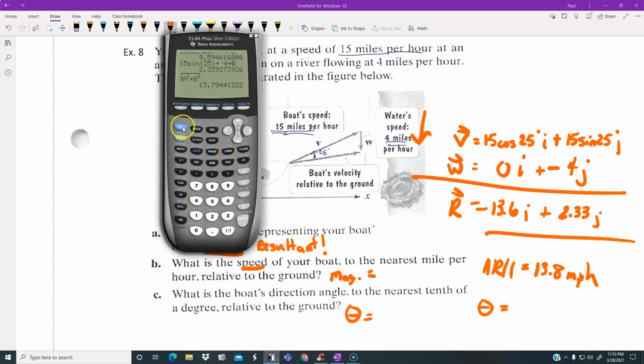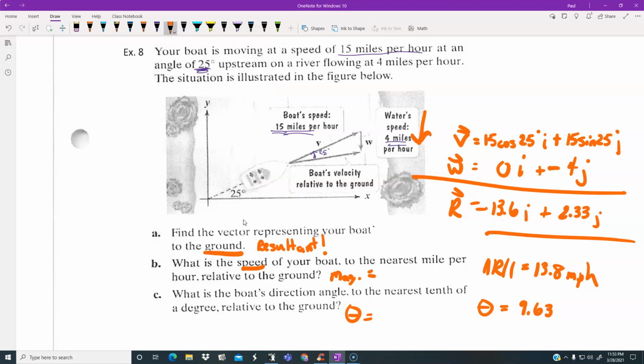Let's talk about how that angle is going to be calculated here. So the inverse tangent of b divided by a, and that would be 9.63 degrees. Now be careful. If that angle was measured from the ground, it'd be 9.63 degrees. I guess we could leave it like that because it was measured from the x-axis.